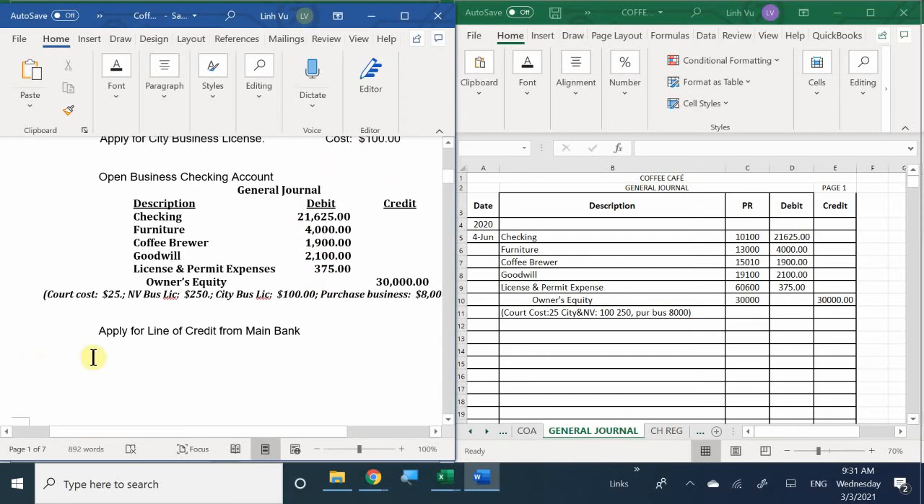So the next thing I see here is that I'm going to apply for a line of credit to the main bank account. What do I do with this transaction?